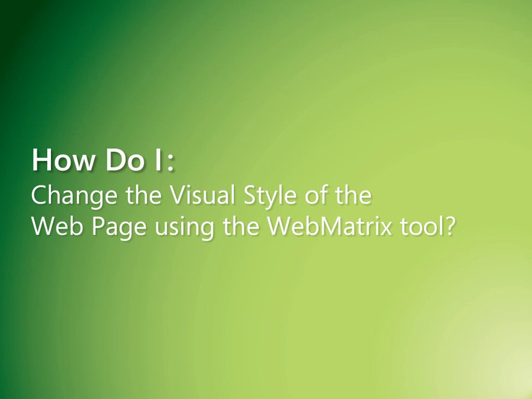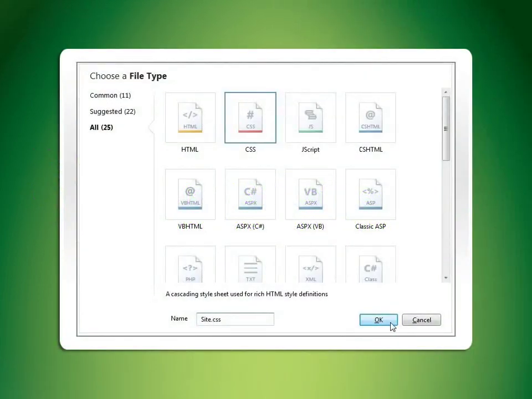You are currently watching part 3 of this series, How Do I Change the Visual Style of the Web Page Using the WebMatrix tool. In this example, we will demonstrate how to add styling to the web page using a cascading style sheet or CSS in WebMatrix. We will apply this styling to the default.html page that we created in part 2 of this series.